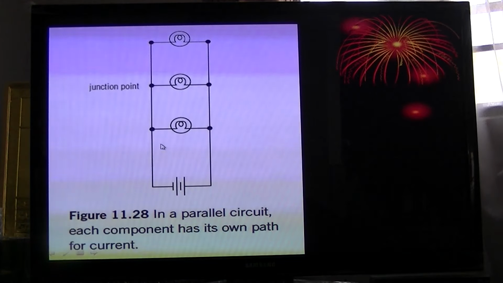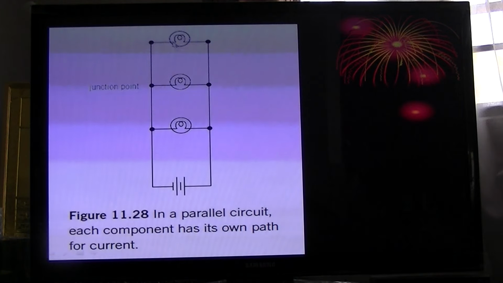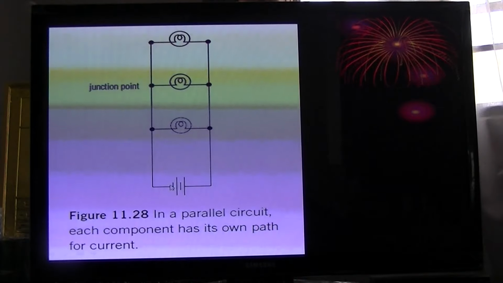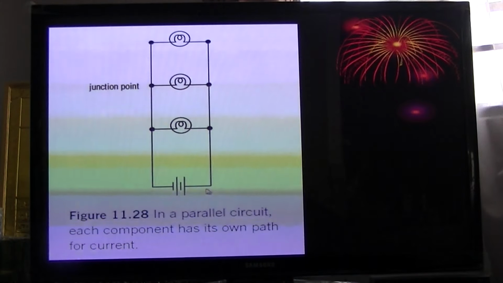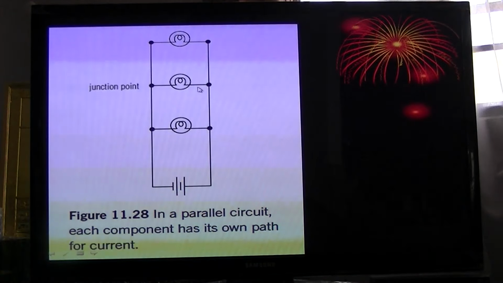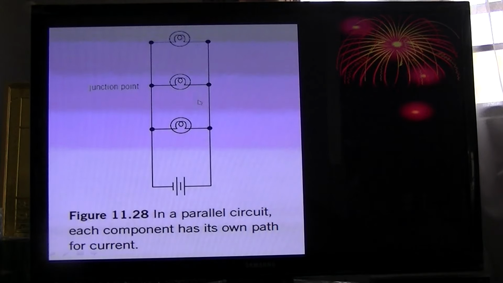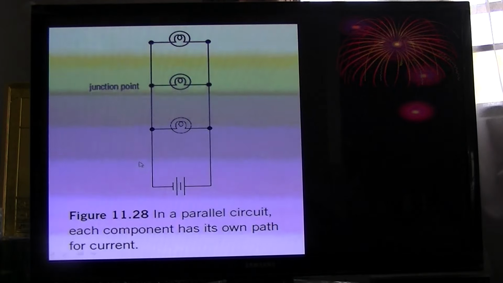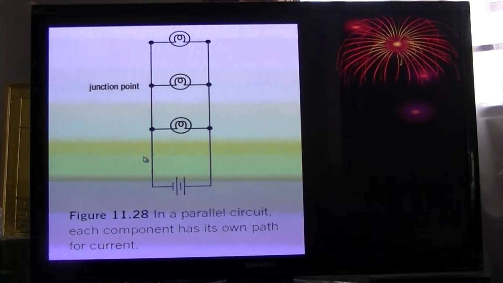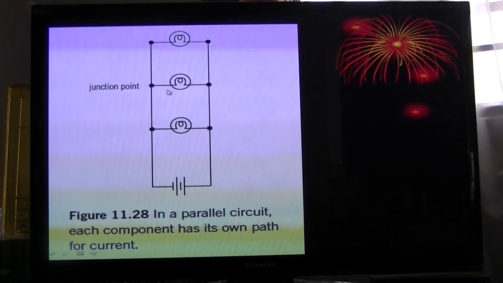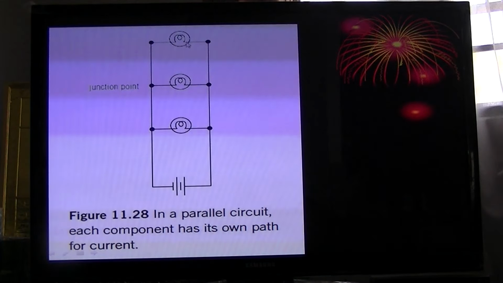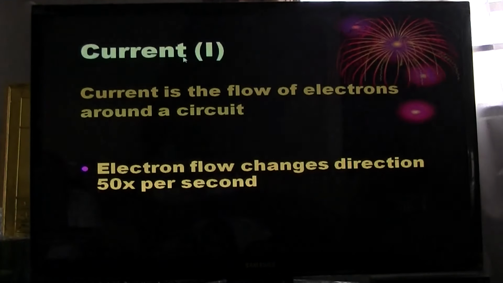How can we represent this by diagram? Let's go from the battery source. 1 complete, go back again, 2 complete, 3 complete. So at this point, we have 1 path, 2 paths, 3 paths that current can flow.